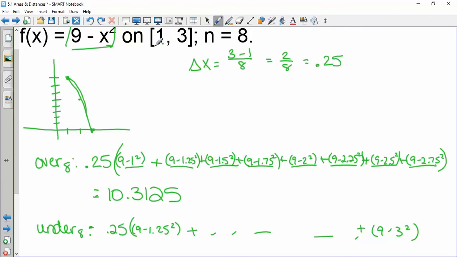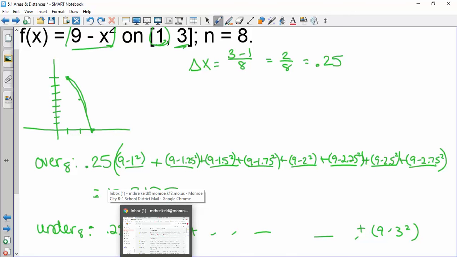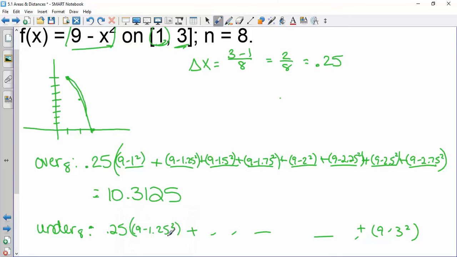Okay, one of them will use the left endpoint, one of them will use the right. So my overestimate started at 1 and it ended just shy of my 3. The second one starts after my 1, but it ends on my 3. So if you typed it in correctly, the nice thing is you can just hit second enter, and instead of 9 minus 1 squared, I need a 9 minus 3 squared.